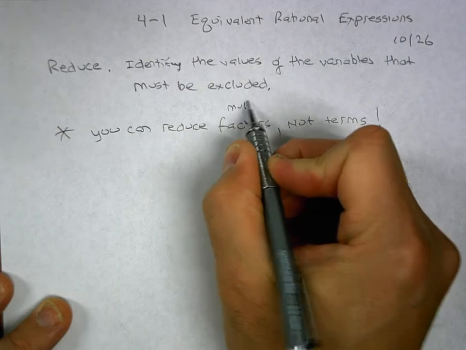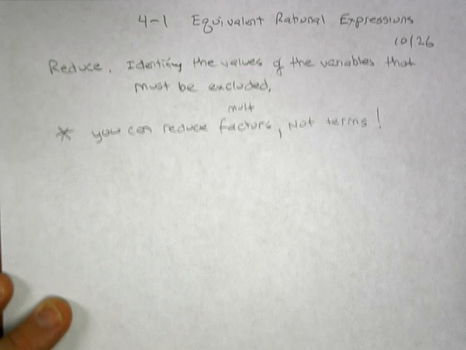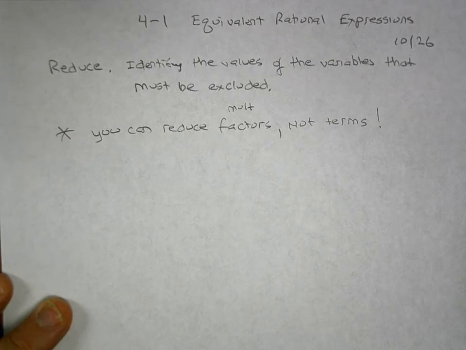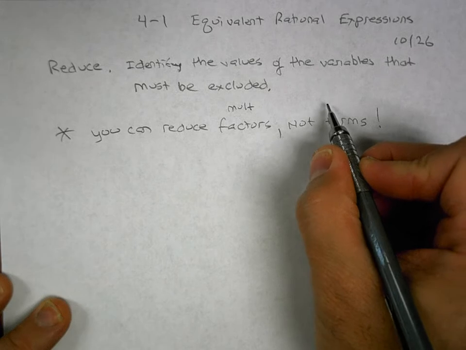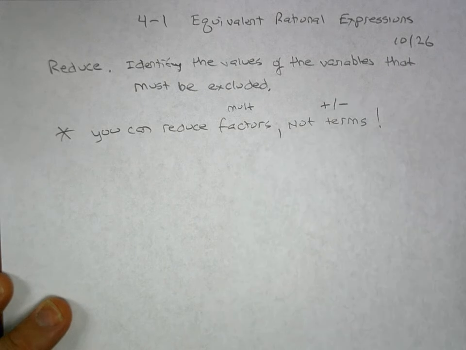Factors are things that are being multiplied. So just go ahead and put "multiply" above that. So those are factors. You can reduce out factors. Terms are things that are separated by a plus or a minus.